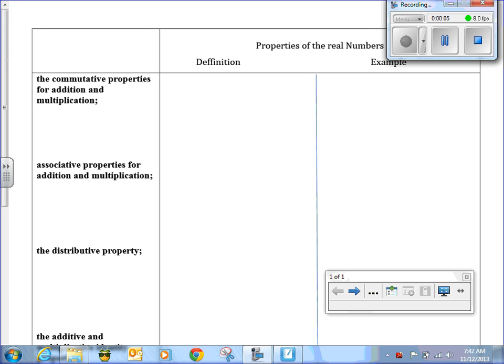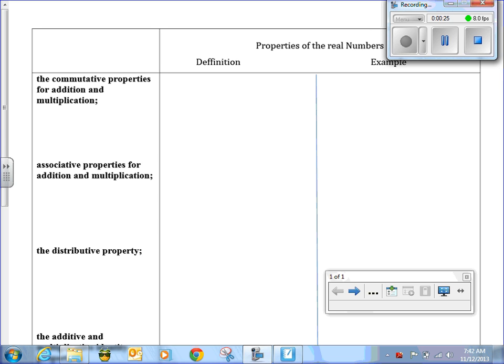So today what we want to talk about are properties of real numbers. And some of these properties you may be more familiar with than others. You're going to be responsible for knowing all of these properties and what they look like, and not only that, how they're used to solve expressions.